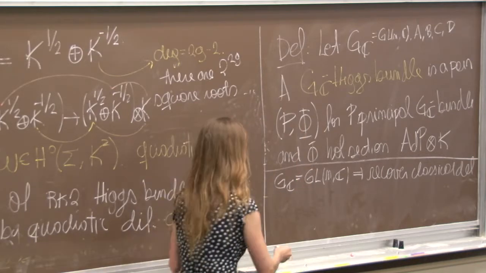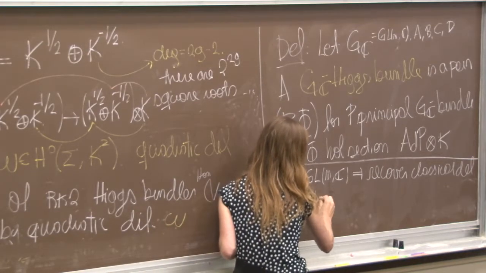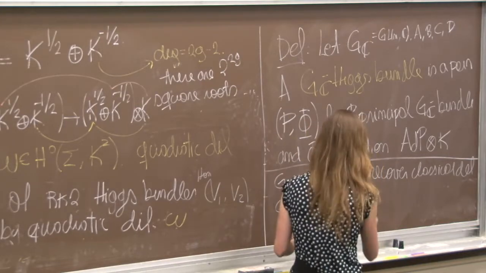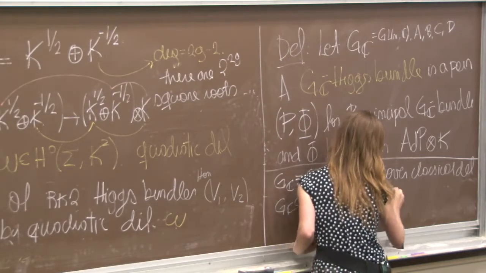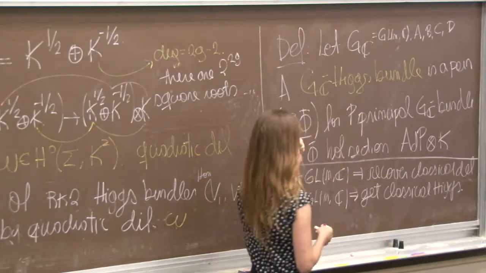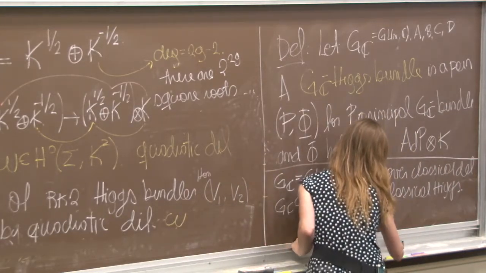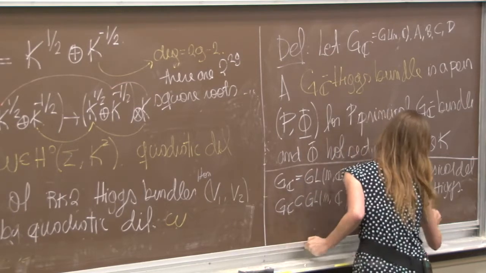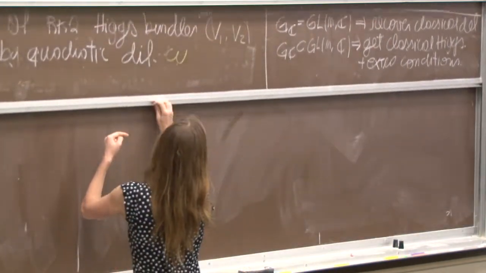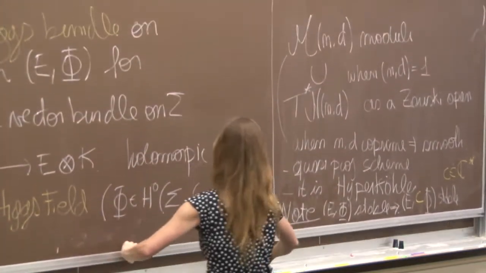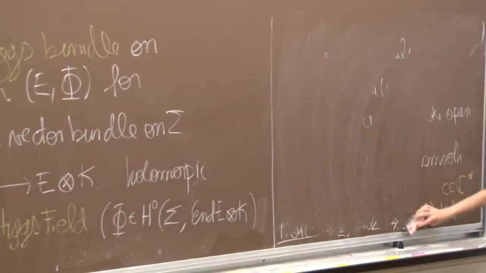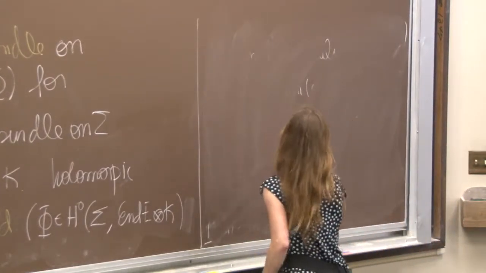If we put any of the other ones for G_C, all of these subgroups of GL_n(C), all we need to do is add some extra conditions to our space. So we get classical Higgs bundles by looking at the vector space representation of your P plus extra conditions. So what are those extra conditions that we're talking about? We'll keep this definition, because all we're saying is that we need just this definition plus conditions reflecting the nature of the group.